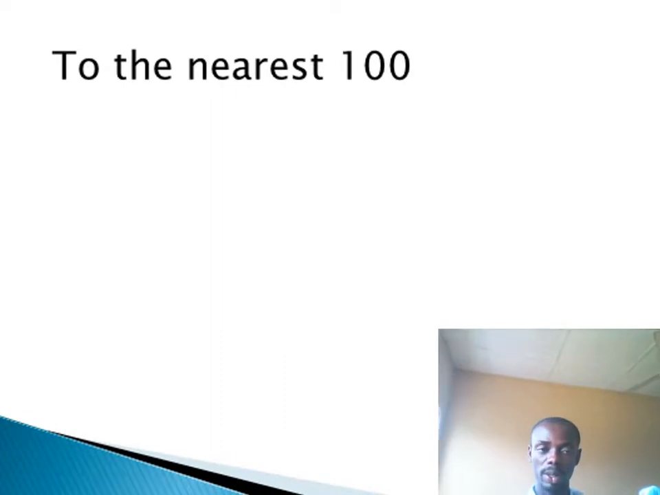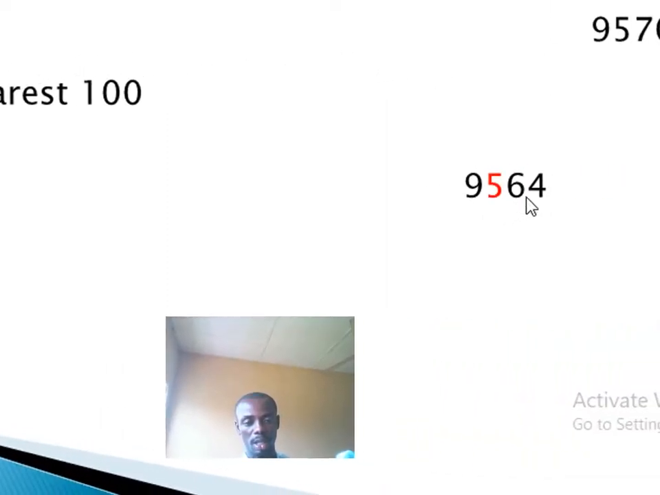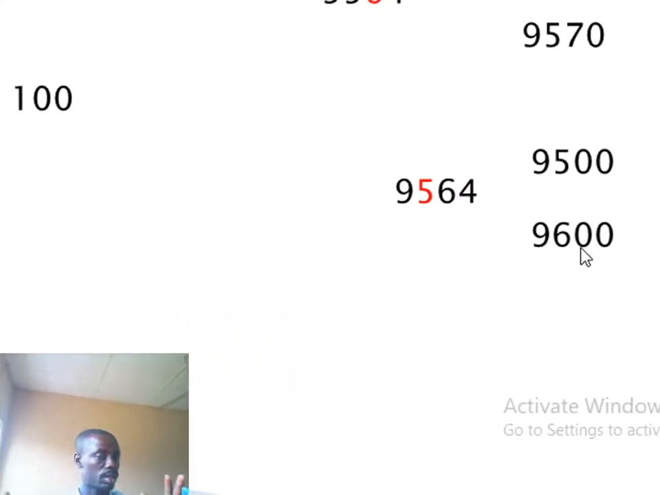Now, to the nearest 100. Okay, so 9,564. Still the same digit. We want to approximate the digit to the nearest 100. Now this same digit is in between 9,500 and 9,600. This time around it is not the nearest 10, it's the nearest 100. So this is the 100. Here is the 100 before the number, and here is the 100 after the number. So these are the two closest 100s to the number.